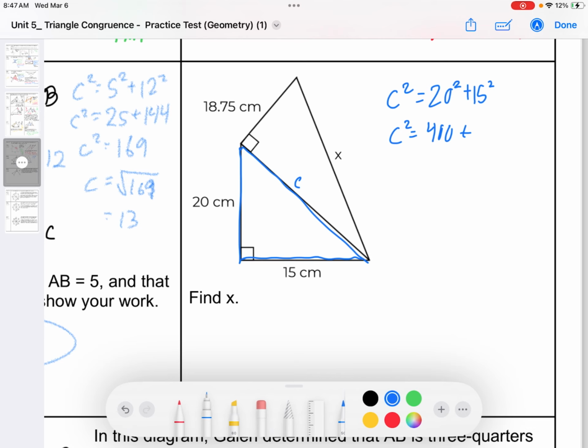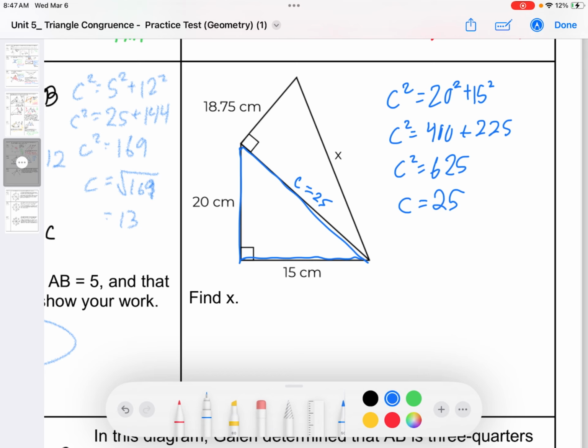225. I should have that memorized. So c squared is 625. Well, if c squared is 625, then what is c by itself? It's the square root of that. The square root of 625 is 25. So that means that c is 25.